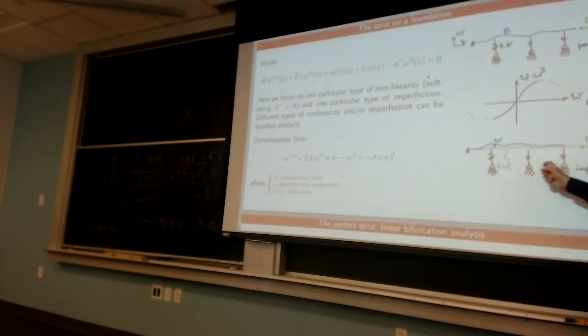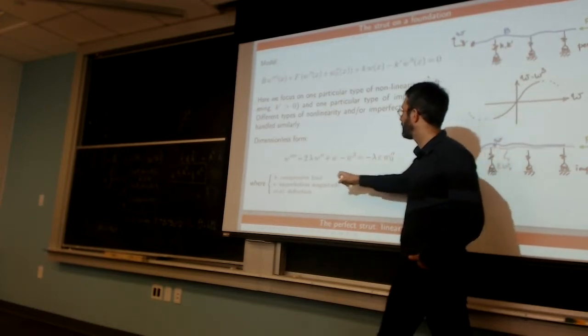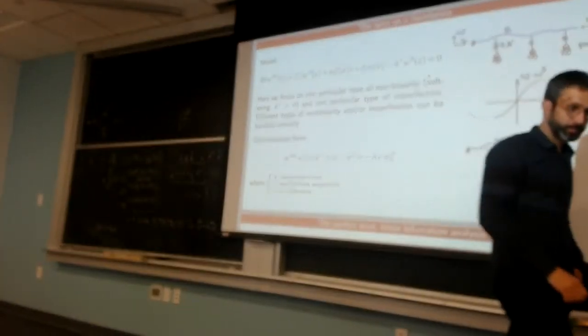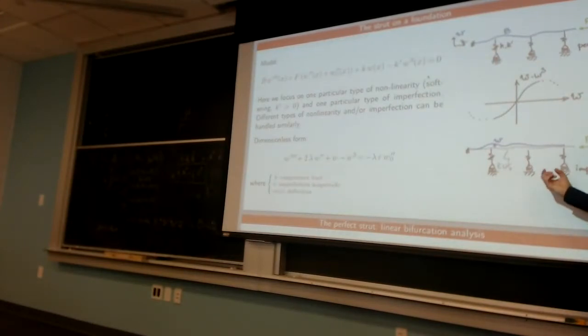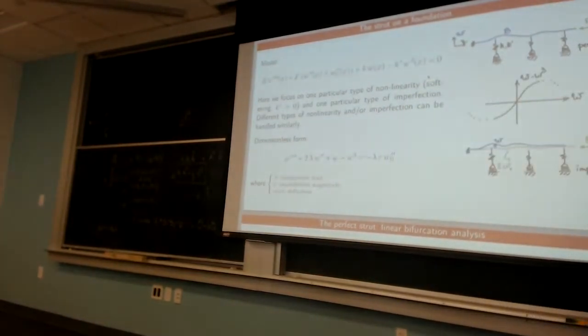So in rescaled form, epsilon would be the typical amplitude of the imperfection, and lambda would be the scaled load. And we've also rescaled the coordinate x, because you know that the system produces a given wavelength, and you essentially use this wavelength to rescale it.